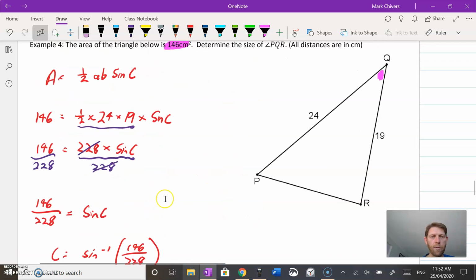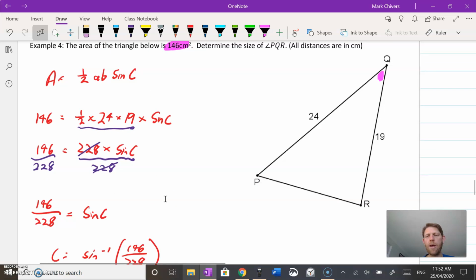So just get used to applying that formula, but the main thing you have to remember is you need the angle between two sides. Otherwise, you can't use this formula. You may, however, be able to do other things first to find what that angle between the two sides is so you can solve the question.